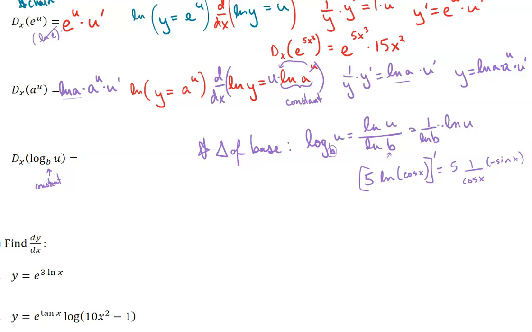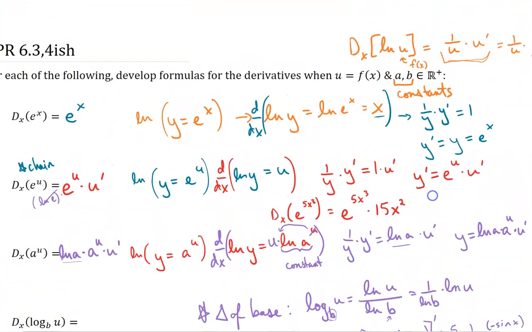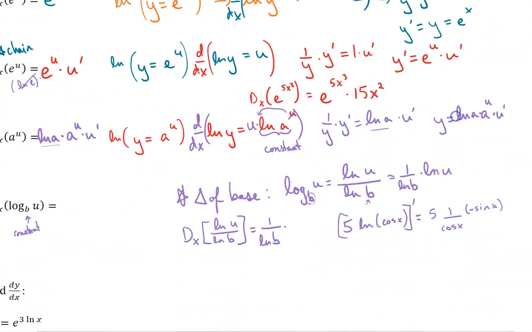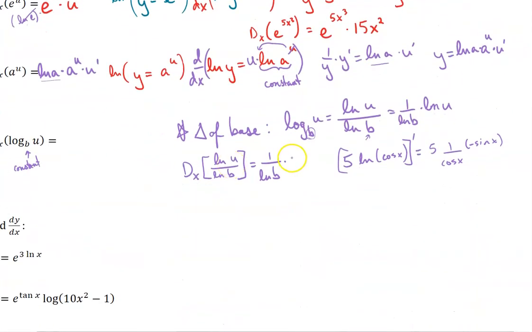Okay, now if we want to write a formula for that derivative, if you'd rather memorize a new formula instead of just remembering to change the base, this is what happens there. So we're looking for the derivative with respect to x of the natural log of u over the natural log of b. And 1 over natural log b is a coefficient. So 1 over natural log b stays there. And then using the same formula that we used up here, the derivative of natural log u is 1 over u times u prime. Okay?